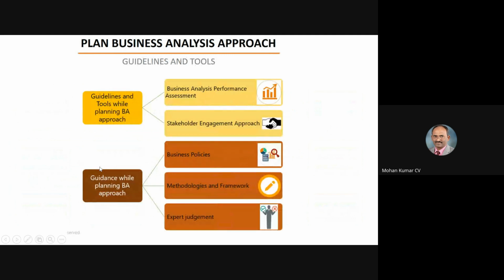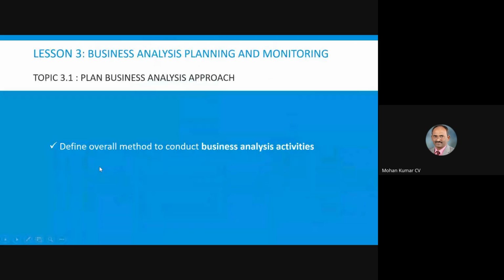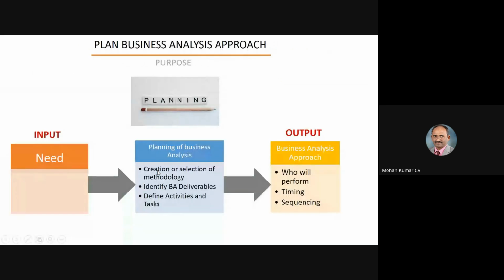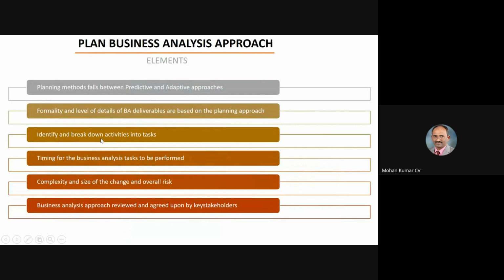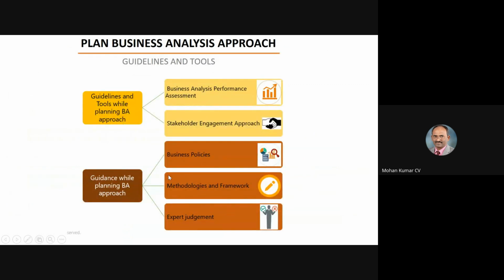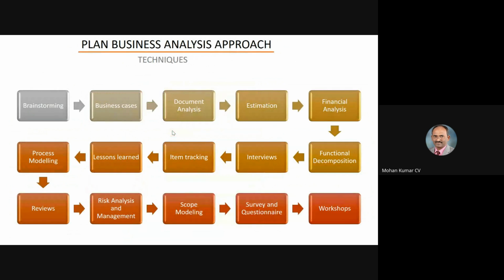We are talking about certain items. Just see the sequence of it. One is the knowledge area that we are talking about, that is business analysis planning and monitoring. For that, what is the purpose of doing that? Second is, what are the elements involved in that planning? Number three, you have the guidance and tools. Number four is, what are the techniques involved?